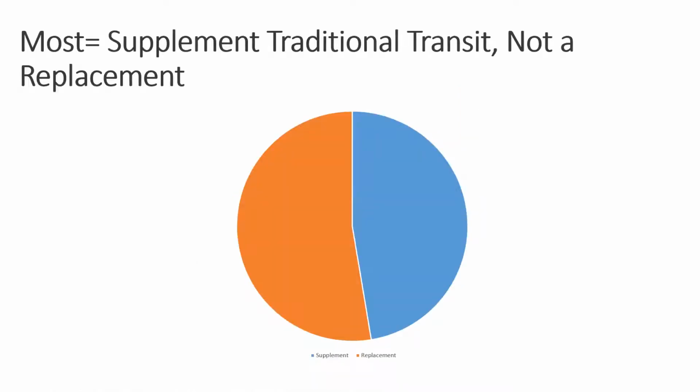Also, we found from this data that most were planning or were using the service, or if they were planning it, they were planning something that was a supplement rather than a replacement, although it was almost evenly divided.